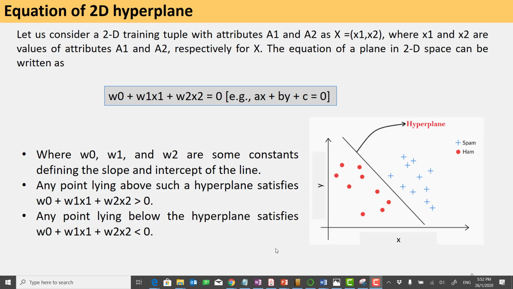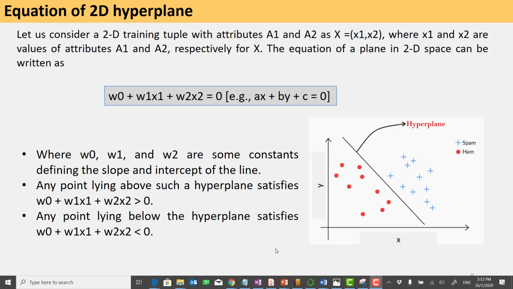So let's try to understand some equations of hyperplanes in 2D, 3D, and ND planes. As you can see, it's a 2D plane with an x and y, which we have seen in the previous slides as well. If we take a tuple with attributes a1 and a2, and x1 and x2 are the values of the attributes, the equation of a 2D space can be written in the same way as a line expression, y is equal to mx plus c, where m and c are the slope and intercept. Similarly here we have w0 plus w1 x1 plus w2 x2.